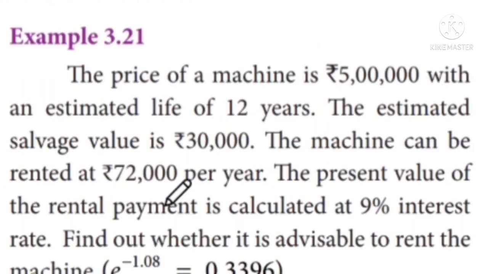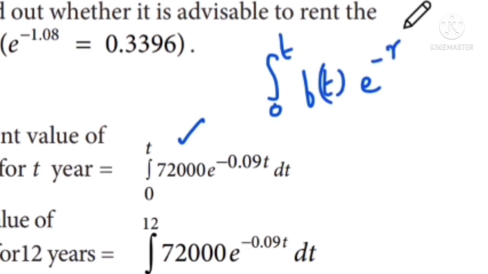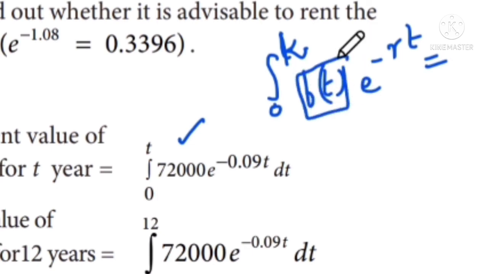3.21, the function is not given, and we wrote the function. We wrote the present value formula. The present value formula is integral 0 to k of f of t into e power minus rt dt. K is the upper limit of the time. So that is the formula. F of t is the function given.